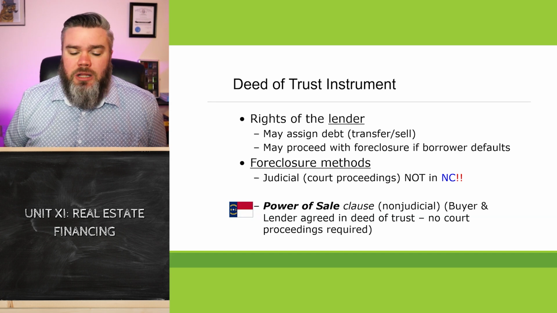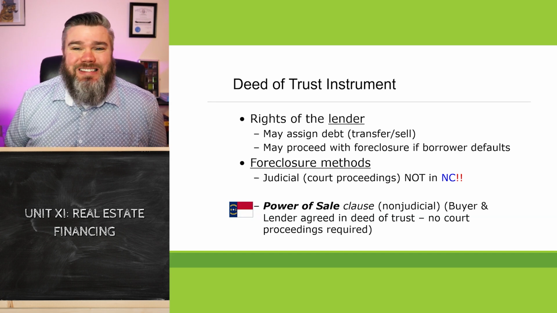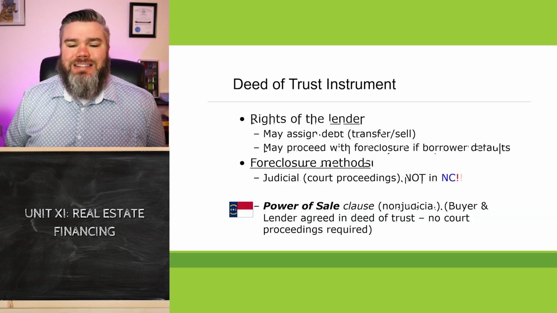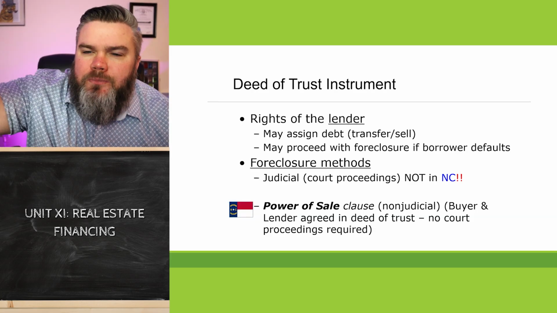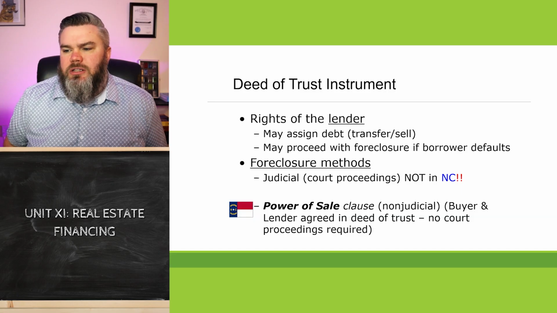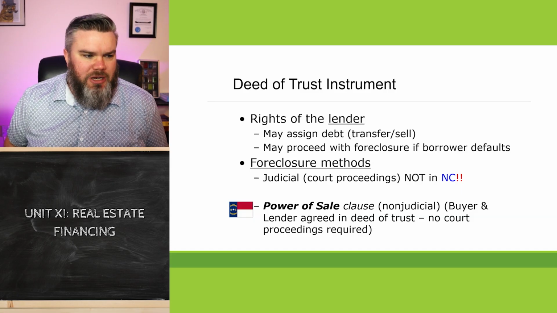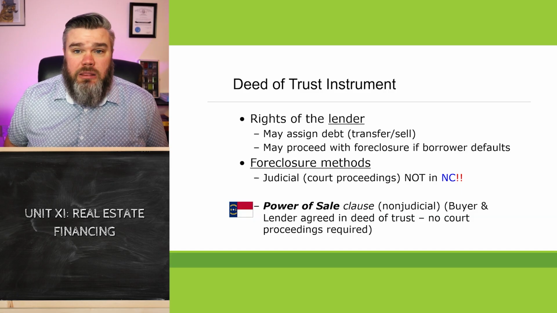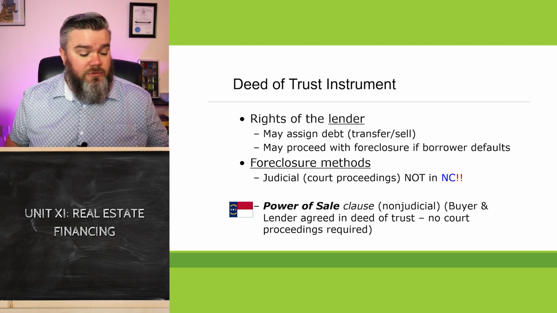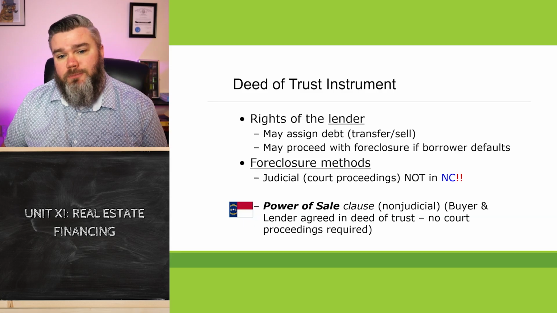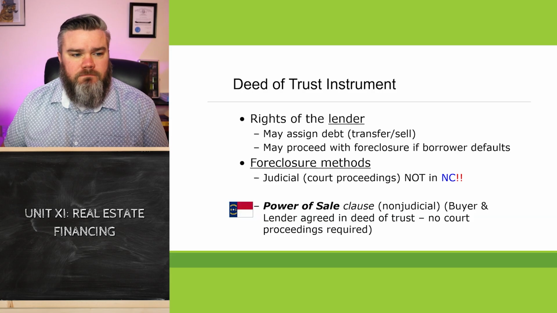Now, we said in North Carolina, we have the power of sale foreclosure. That is what happens in the title theory states, power of sale foreclosure. Because they're already holding legal title, it is very easy to close. No court proceeding. In lien theory states, judicial foreclosure, because they're not holding that legal title, they have to go through a court hearing to foreclose. Very different.